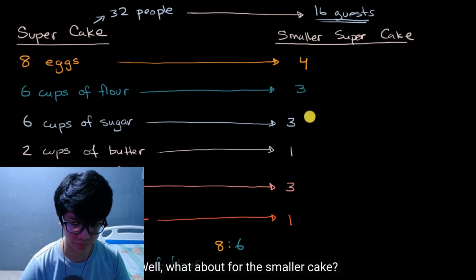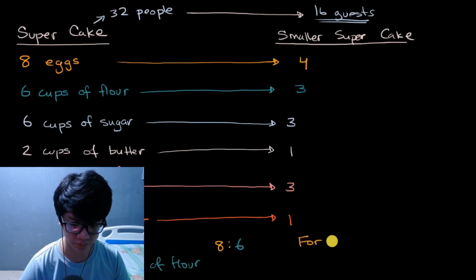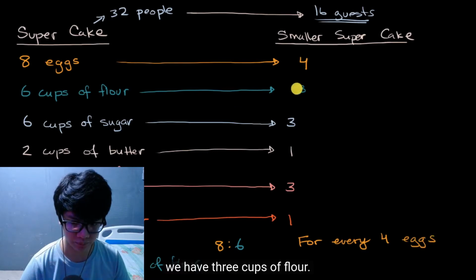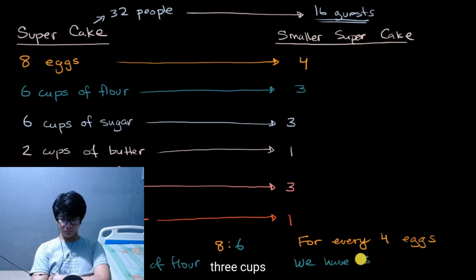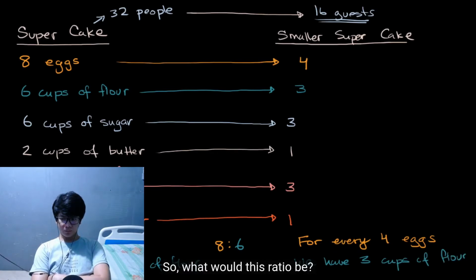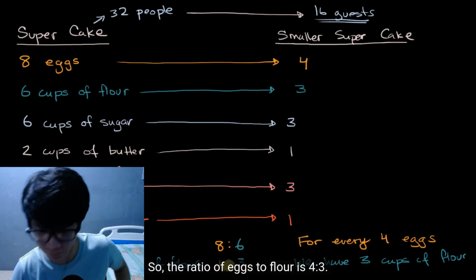Well, what about for the smaller cake? Well, here, for every 4 eggs, we have 3 cups of flour. So what would this ratio be? Well, for every 4 eggs, we have 3 cups of flour. So the ratio of eggs to flour is 4 to 3.